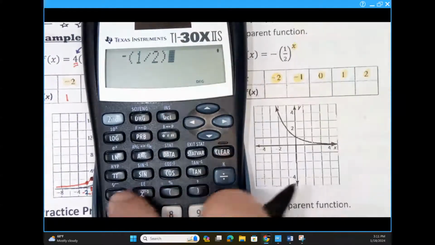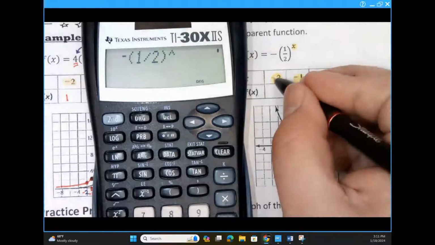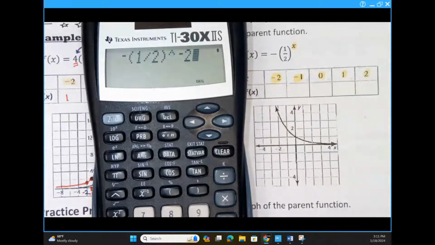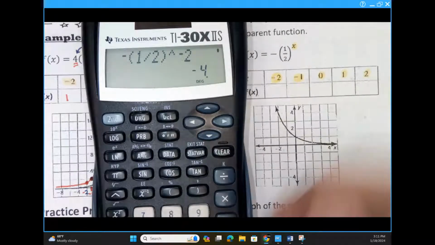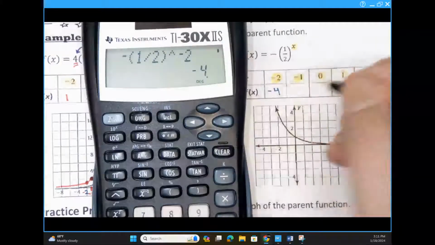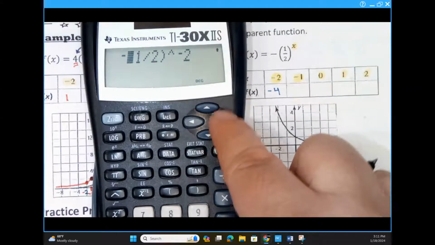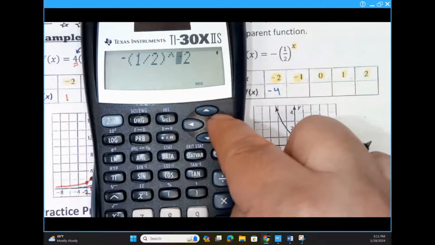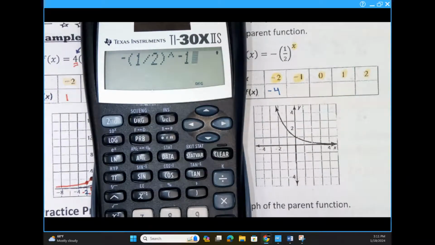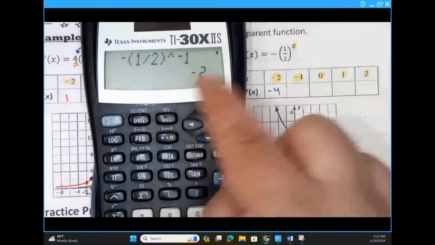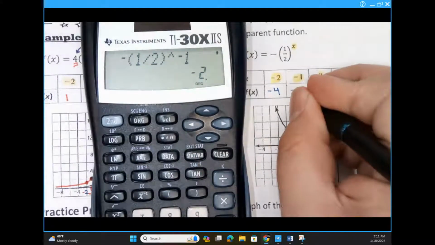Now it says power. Okay, here we go. Negative 2. Negative 2. If you're doing this right, you should have got an answer that said negative 4. I need you now practicing along with me. So negative 4. Okay. Now I'm going to put a negative 1 up there. Use your arrows. Again, this is how we make things easier, but you have to get the practice in. You should have gotten a negative 2.